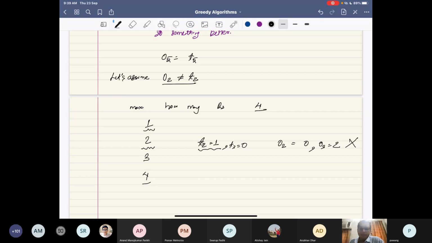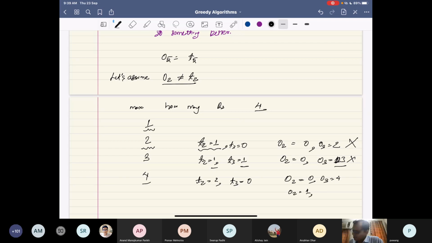If there were 3 rupees, T2 is 1, T1 is 1. And the only way it can be different is O2 equal to 0 and O1 equal to 3. Again, this is not optimal. Here I am using 2 coins, here I am using 3 coins. In case of 4, T2 will be 2 and T1 will be 0. And what are the 2 ways it can be different? One is O2 is 0, O1 is 4. Second is O2 is 1, O1 is 2. Right? In both the cases, greedy gives me a better solution. So again, they are not optimal.